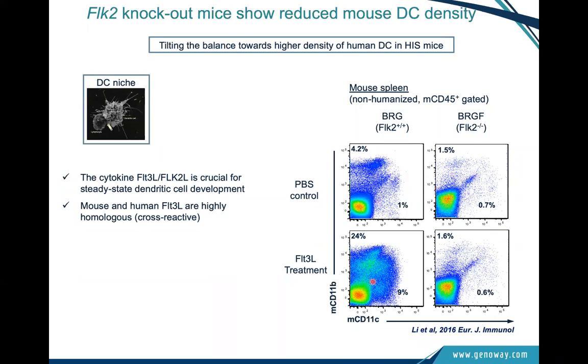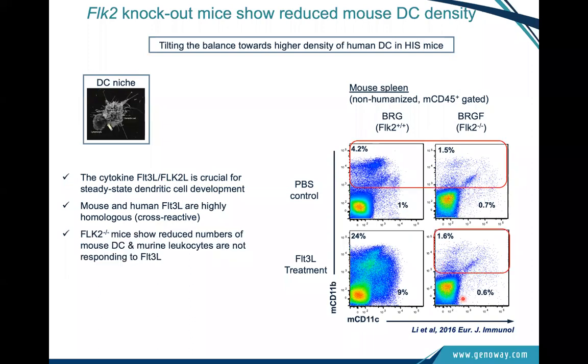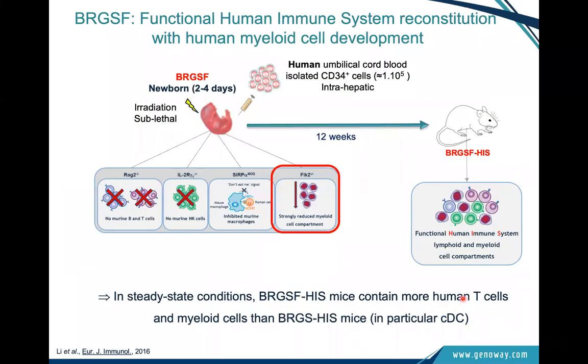When you treat the mice with FLT3 ligand, if FLT2 is not knocked out, the mouse myeloid cells develop. And when FLT2 is knocked out, the mouse myeloid cells do not respond. So you can have a reduced mouse myeloid compartment and then treat those mice with FLT3 ligand, and that treatment will specifically activate the human myeloid cells and help them to develop. So the consequences of that FLT2 mutation are at two levels. First, it frees up a niche for the human myeloid cells to develop.